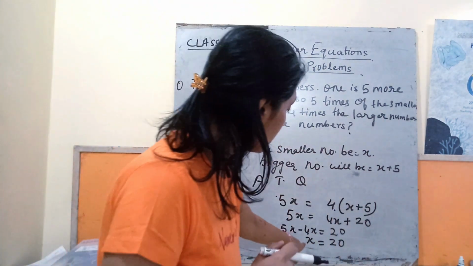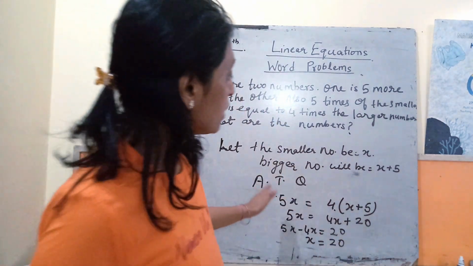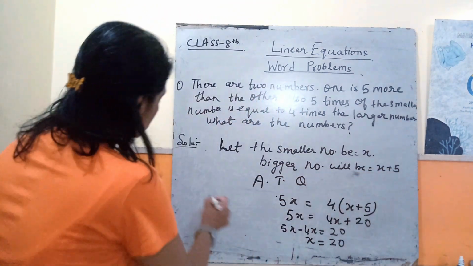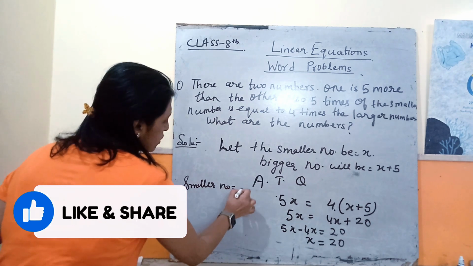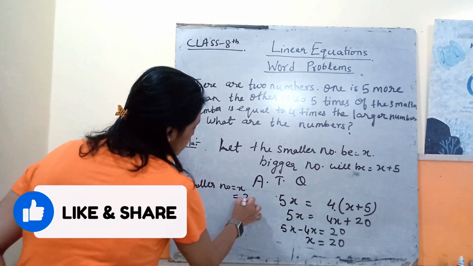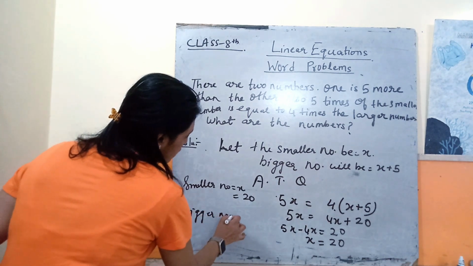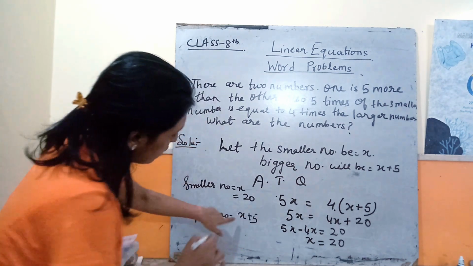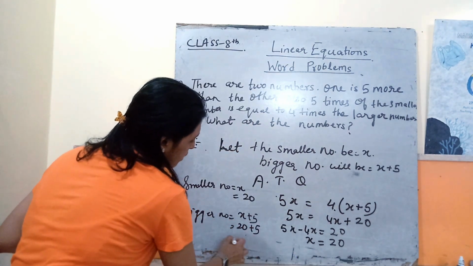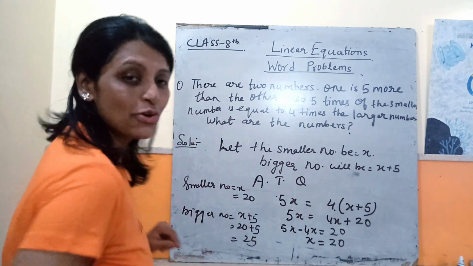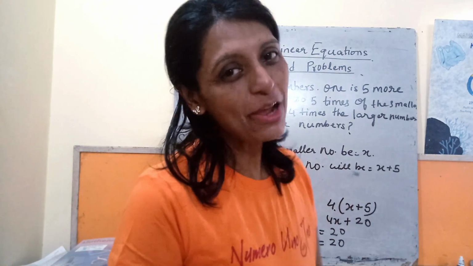The smaller number we have taken as x, so we got it as 20. And the bigger number is x plus 5. So first you will write the smaller number is equal to x is equal to 20, and the bigger number is equal to x plus 5. The value of x we got as 20, so it will be 20 plus 5, that is equal to 25. So the smaller number is 20 and the bigger number is 25.